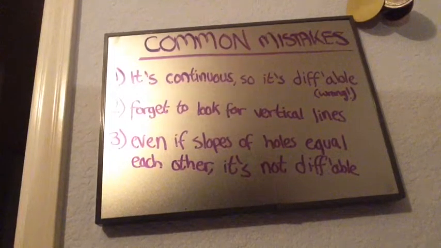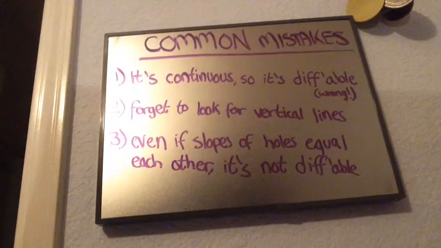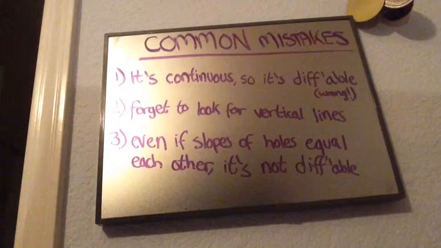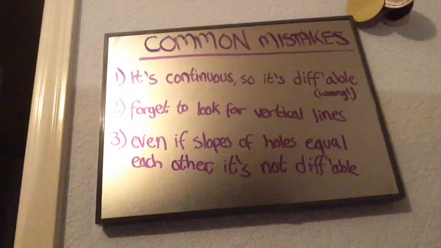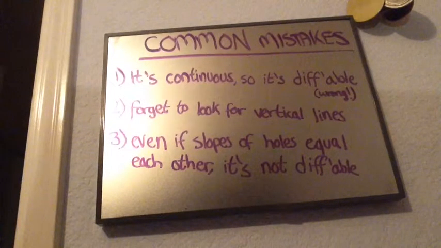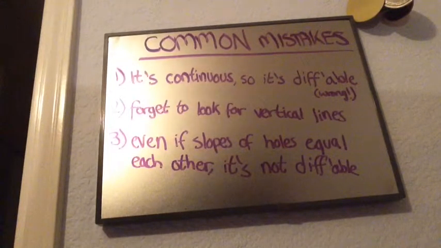Here are the 3 most common mistakes that students make when doing problems like this. The biggest and most important one is the first one here. People say, oh, it's continuous, so that means it's differentiable. That is absolutely wrong in like every way possible. If a function is differentiable, then it has to be continuous, but not the other way around.